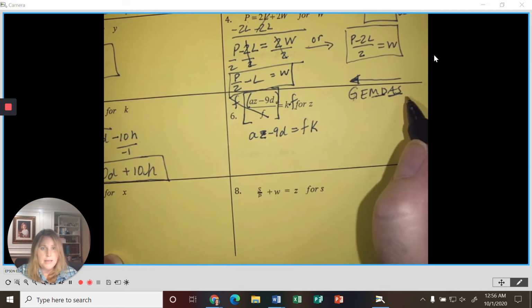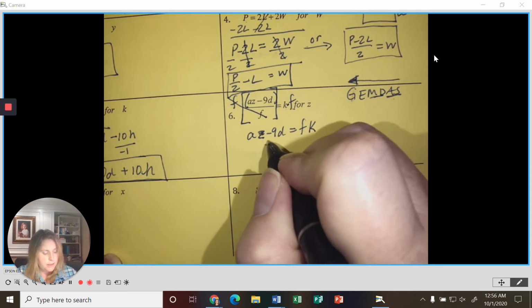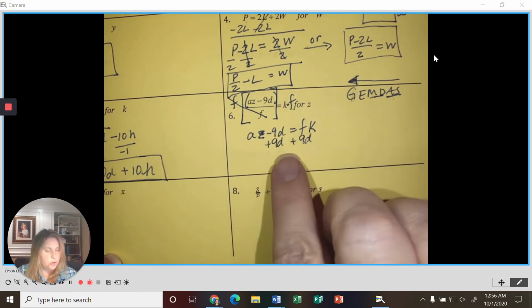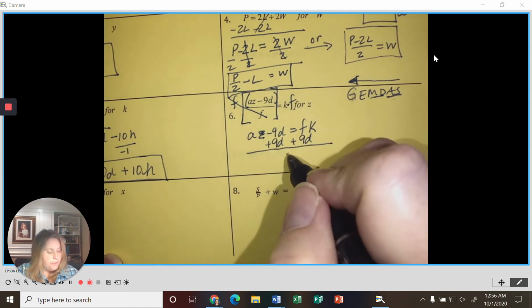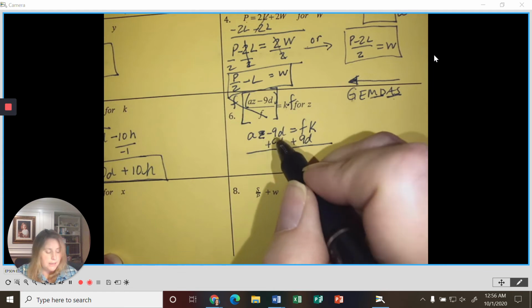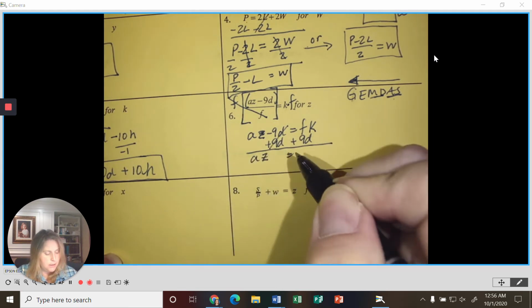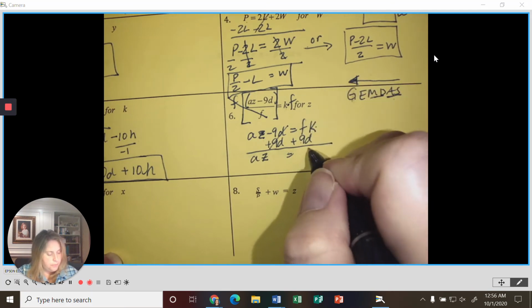Is anything being added to or subtracted from our variable term? Yes. There's a minus 9d, so we will add 9d. Whatever I do to one side of the equal sign, I have to do to the other. So I have negative 9d plus 9d. Those will cross cancel, and I bring down my a z equals fk plus 9d.